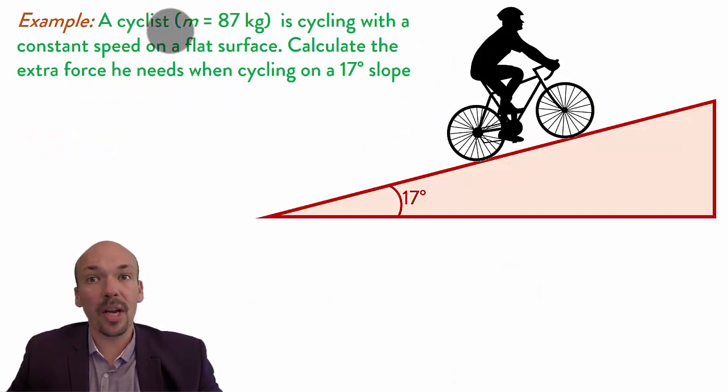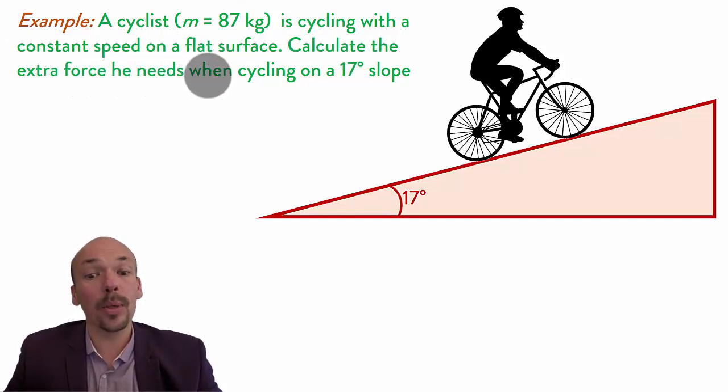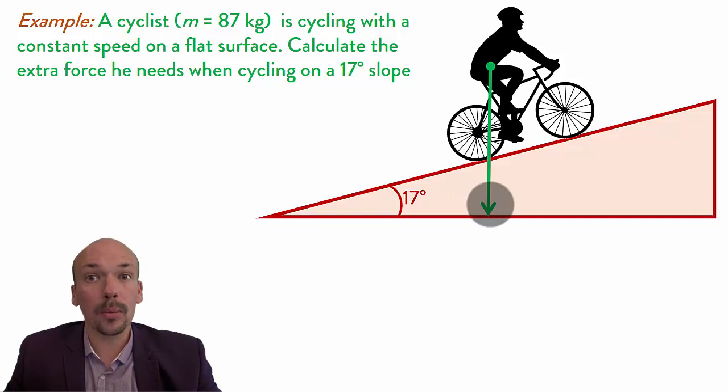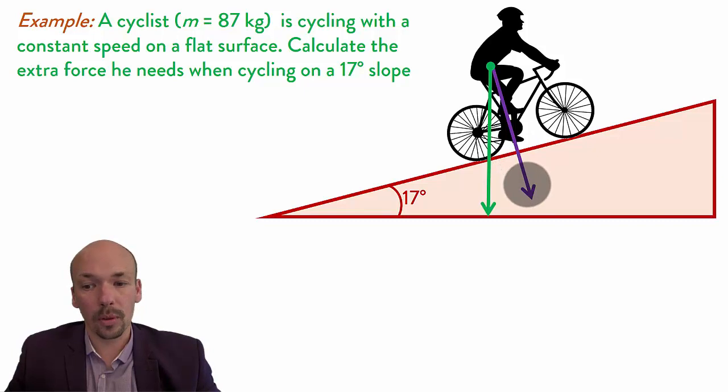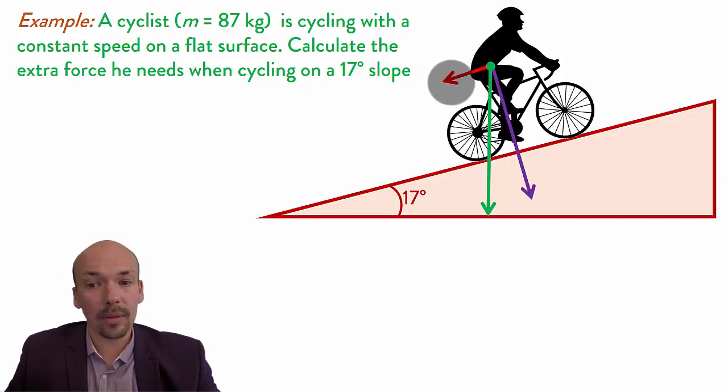So an example: we have a cyclist with a mass of 87 kilograms and he is cycling with a constant speed on a flat surface. Calculate the extra force he needs when cycling on a 17 degrees slope. So it will look like this. We have the gravitational force here, and this one we can resolve into a component which is stopped by the normal force of the slope, and this one which is actually dragging him back, so he will need an extra force which is equal to this force. So we have to calculate the force parallel to the slope, and that will be the extra force he needs to continue with the same speed.